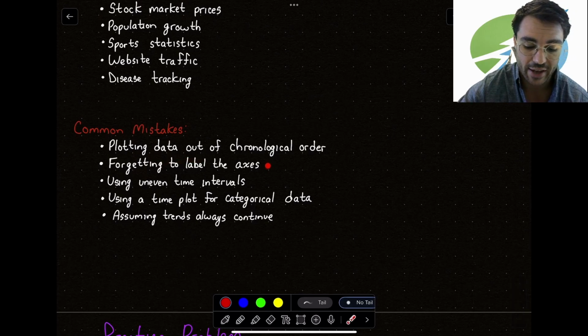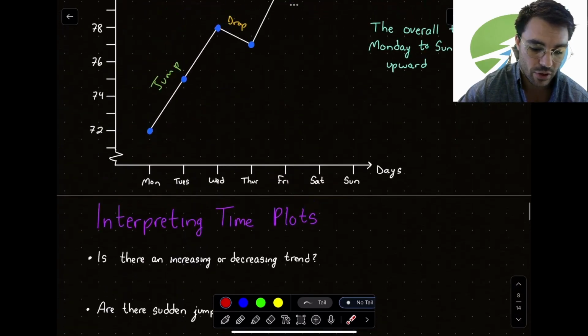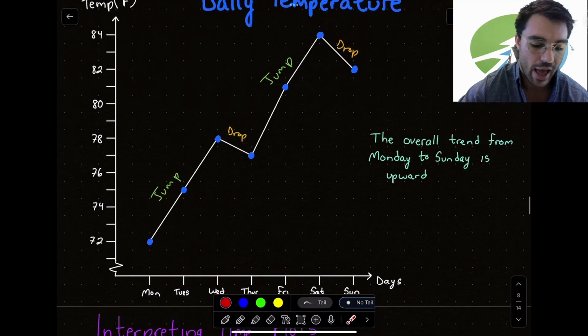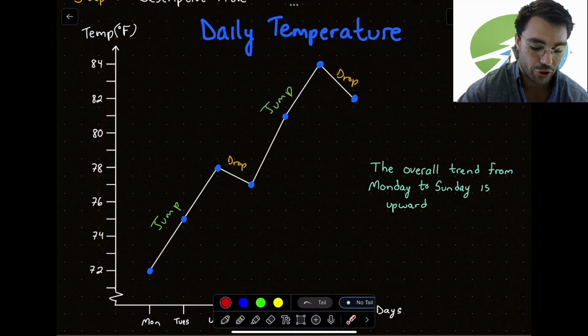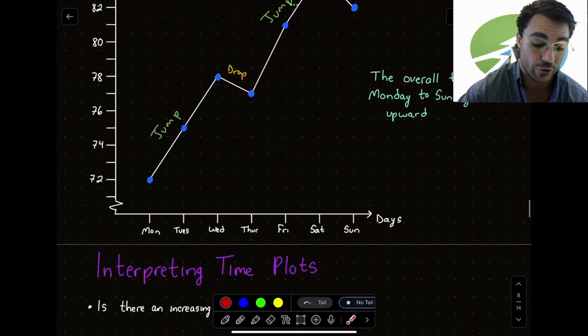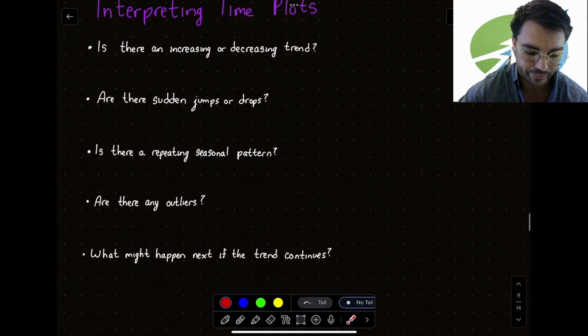Forgetting to label the axes. Must label the axes. Again, assume whoever is reading this has no idea what you're talking about. All the information must be in front of you. Using uneven time intervals. Monday, Tuesday, Wednesday, Thursday, Friday, they're all the next day. You could do the next 2 days, but you must be consistent with the next 2 days. And likewise, you could see my y-axis for temperature. It increases by 1, but it's labeled by 2s, both consistent. We can't just jump around. And if you skip a bunch of values, you include a little break right here.